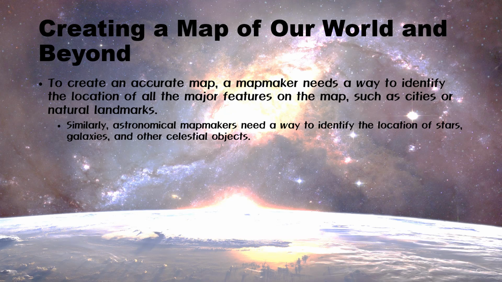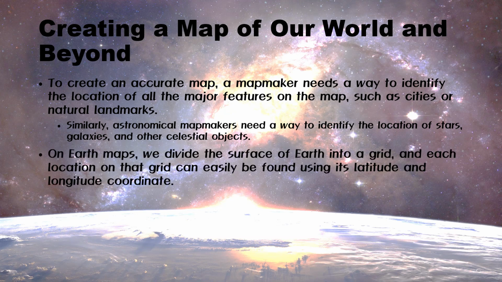If we think about this in, let's say, a handheld map, whether it's digital or paper, this is typically done through things like cities or natural landmarks such as lakes or rivers. So very similarly, if you're an astronomical map maker, you need to find ways to identify the location of stars, maybe galaxies, or other celestial objects. On Earth, our maps are pretty easy to do because we can divide the surface of the Earth into a grid, and each location on that grid can easily be found using latitude and longitude.